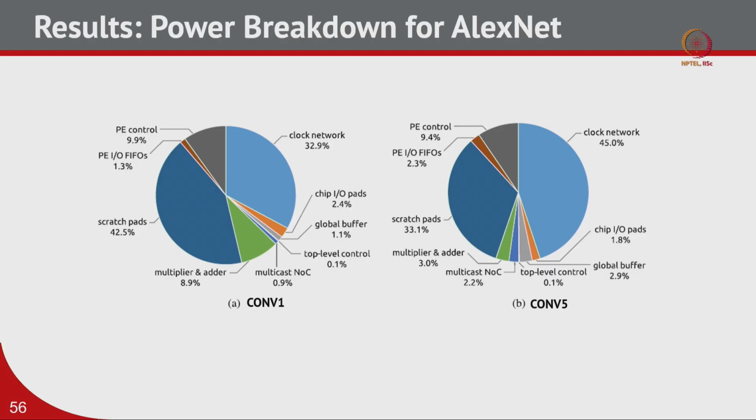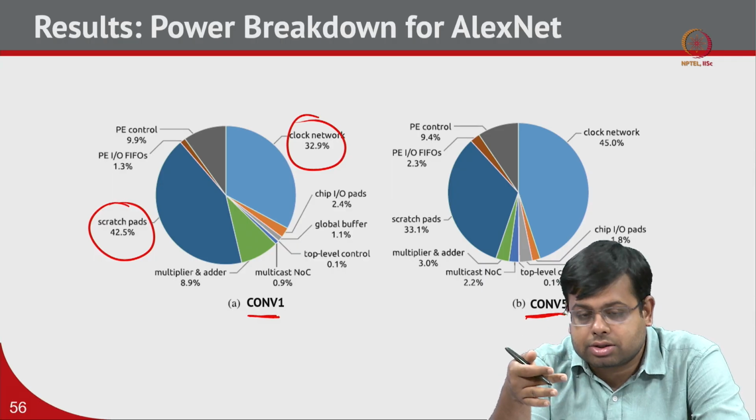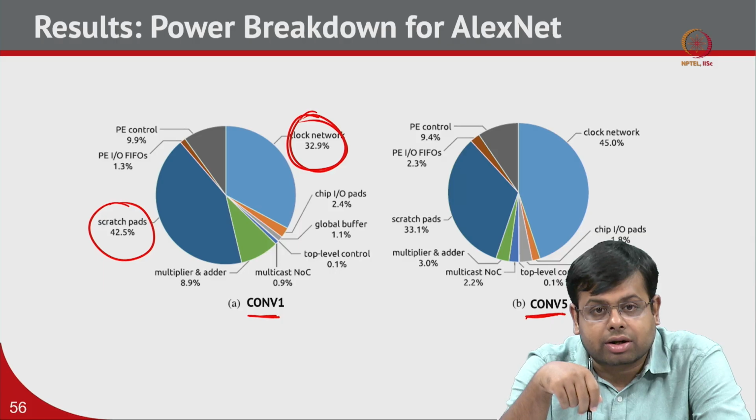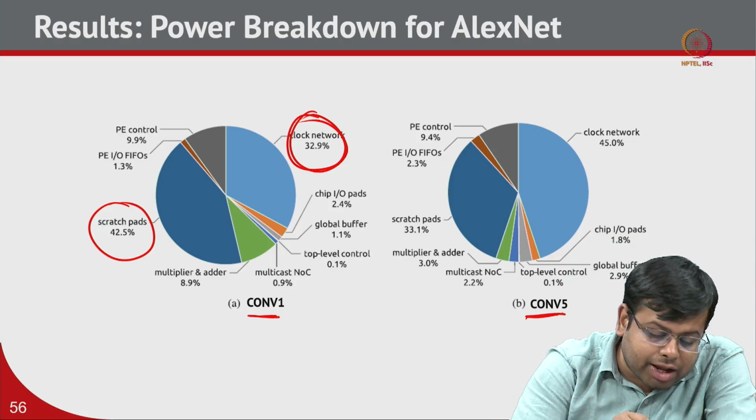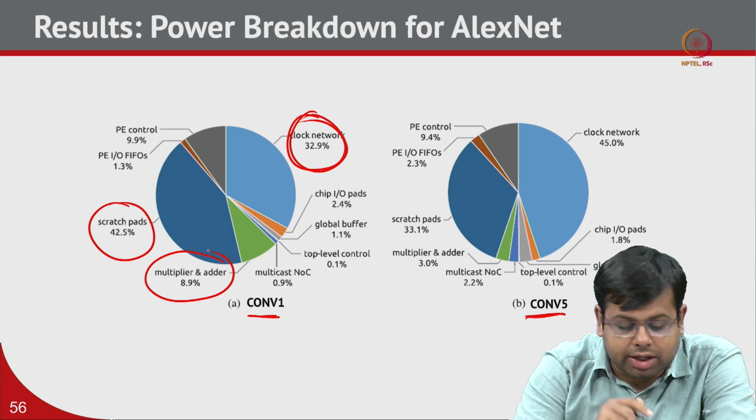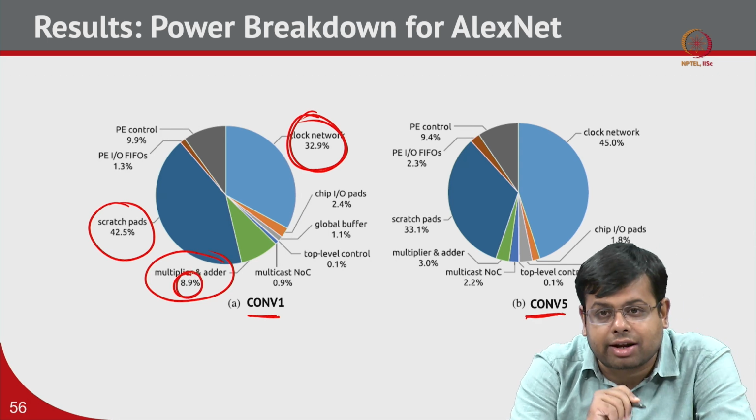AlexNet. So, this is the pie chart for convolution 1, the first convolution layer, and this is the pie chart for the fifth convolutional layer. Now, again in this case also you can see that 42.5% is taken by scratchpad. Clock: whenever we have a multi-core processor, clock routing is another component which takes a lot of area and a lot of power. In this case also you can see that the clock network takes 33%. Multiplier and adder, the core compute unit, takes only 8.9%, only 9%, right.